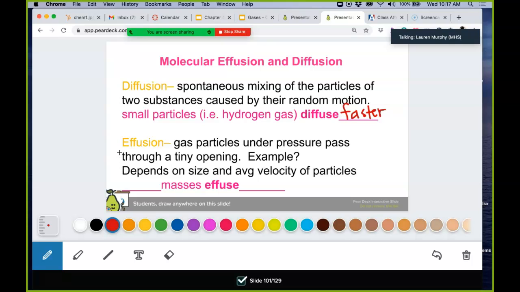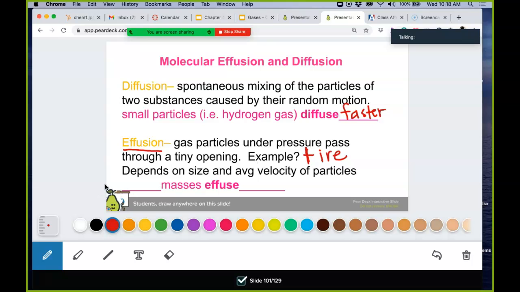Okay? Now effusion is kind of a new concept that you've likely not heard of before, and this is gas particles trying to escape something, or diffuse or effuse, but they're trying to make it out of a small opening. So a great example of this would be a tire. A tire that has a hole in it, the air will try to eventually get through the hole, and then your tire goes flat. So that tiny opening is the hole, and the gas trying to escape it is an example of effusion.